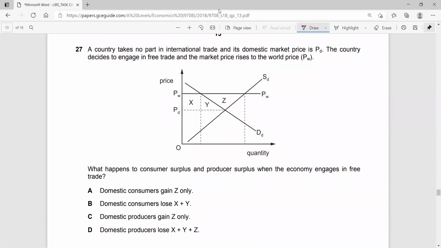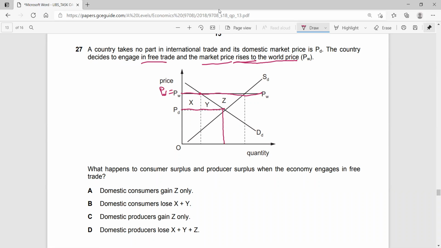A country takes no part in international trade and its domestic market price is PT. So this is what the country was doing before, no trade. The country then decides to engage in free trade and the market price also rises. So it rises all the way to the world price actually. So now the domestic price and the world price are the same after this change. And that's this.